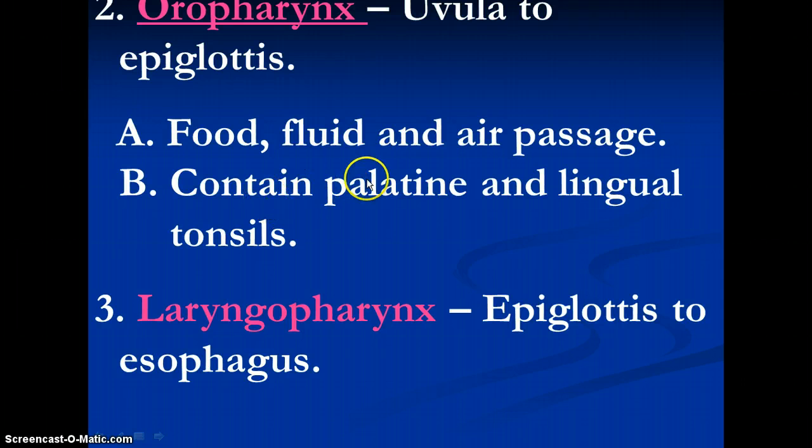Food, fluid, and air passage. Food goes down this far, and at the epiglottis, it makes sure it goes down the esophagus and not into the trachea. Laryngopharynx is the epiglottis to the esophagus.